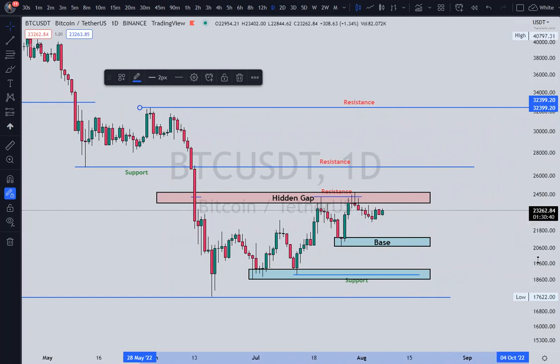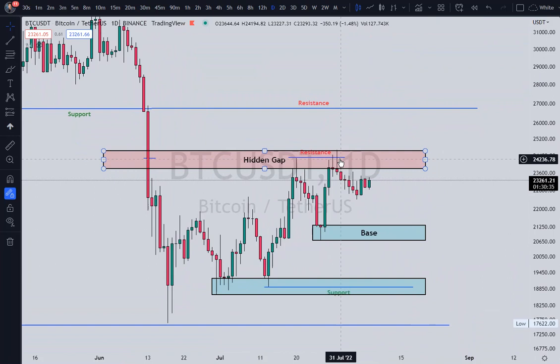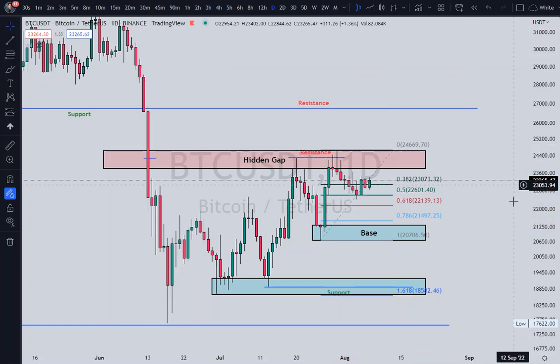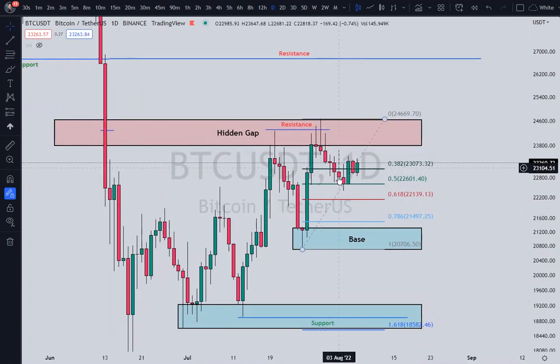But here we are, the price is here. Let me use a Fibonacci tool to see how much was the retracement. You can see it retraced to the 50% level, which usually happens in the market, and there is a chance to see the price going to test the higher levels.